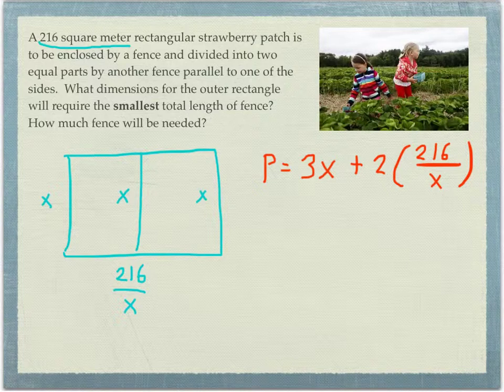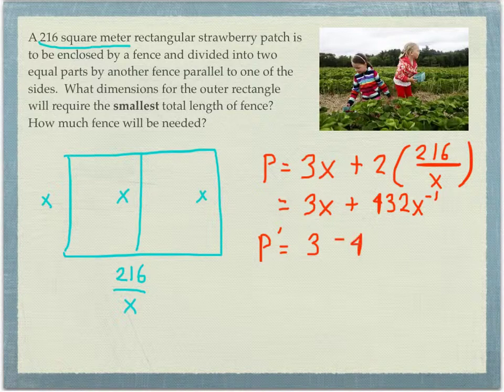Now notice if I multiply this out a little bit, I'm going to get 3x plus 2 times 216 is 432, and I could write that as 432 over x, but I'm going to write it as x to the negative 1. And you probably have an inkling why I would do that, because now my next step is to find that derivative. So my derivative of 3x is just 3, and of this other thing it's going to be negative 1 times 432, and then x to the negative 2 power.